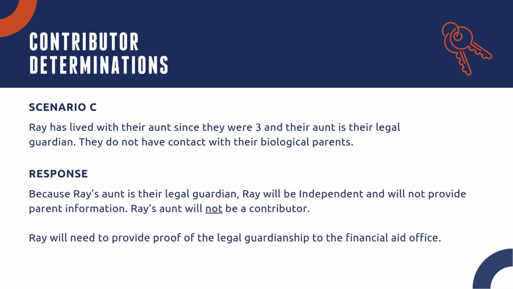And then finally, scenario C. In this scenario, Ray has lived with their aunt since they were 3 years old, and their aunt is their legal guardian. They don't have any contact with their biological parents.